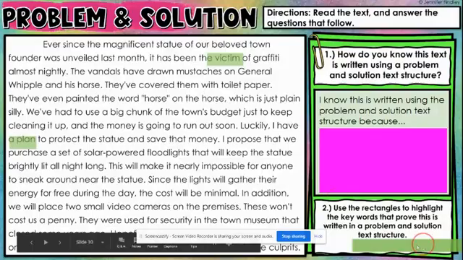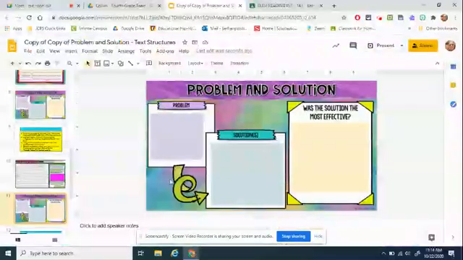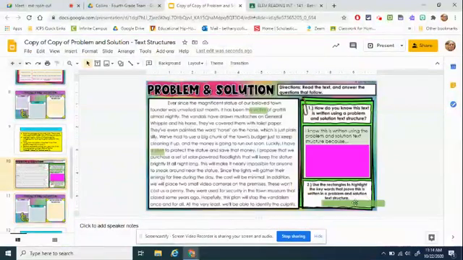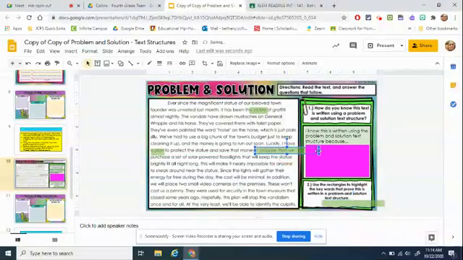Here's the proposed solution right here. Okay. Since the lights. Now notice since is a cause-effect word, but it's also telling us the reason the solution is going to be good. Okay. Since the lights will gather their energy for free, the cost will be minimal.